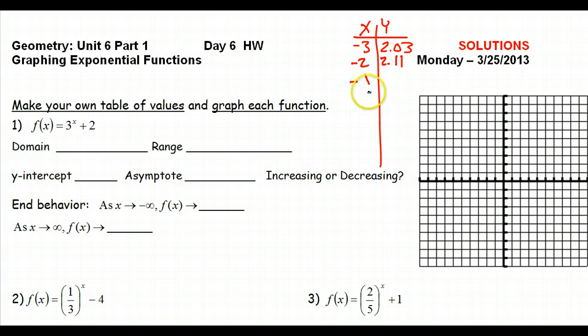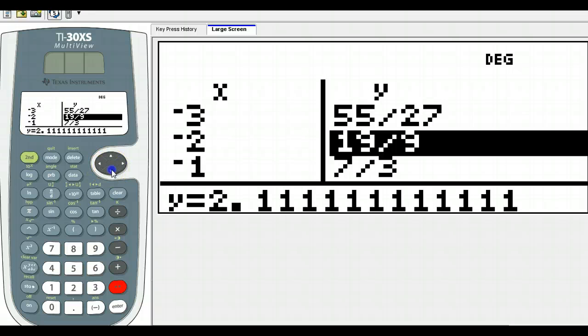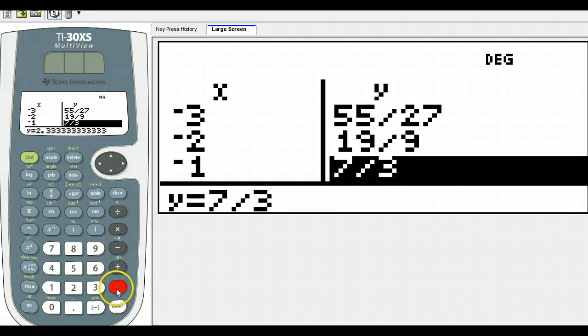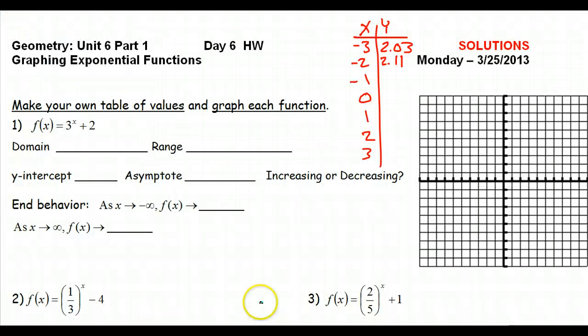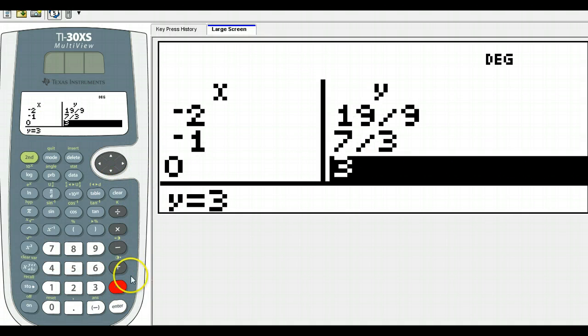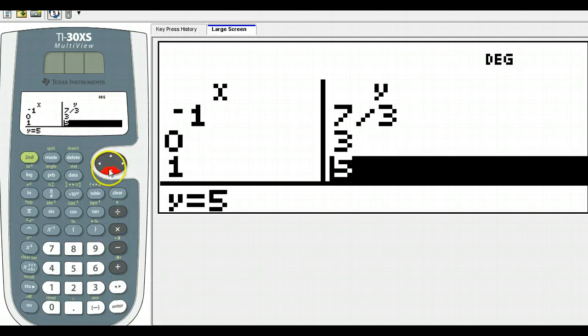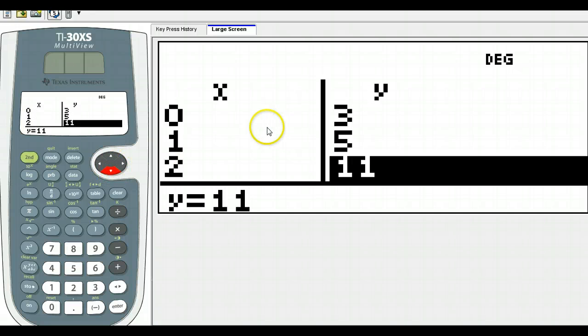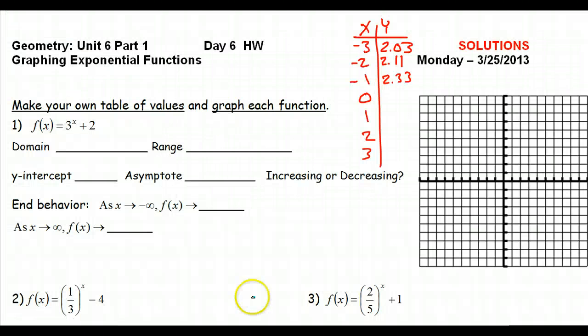Let's see. I'm just going to keep going. -2, -1, 0, 1, 2, 3, and see what we have. So at -1, we have 2.33. At 0, we have 3, and let's see, I can get a couple of these now that they're regular numbers. So I've got 3, 5, and 11 at 0, 1, and 2.